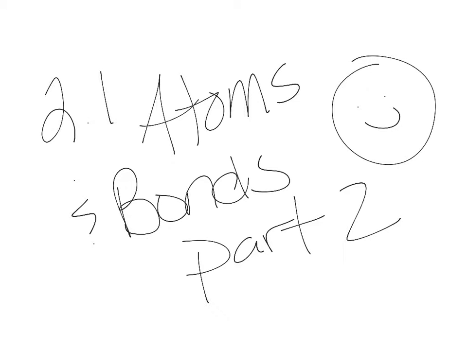Alright, so this is Atoms and Bonds Part 2. In the first part of Atoms and Bonds, we just talked about atomic structure. So what makes up an atom? What parts does it have? And now we're going to review that a little bit and then get into how do atoms interact with each other and why do they interact with each other.